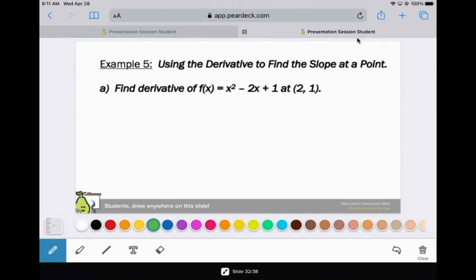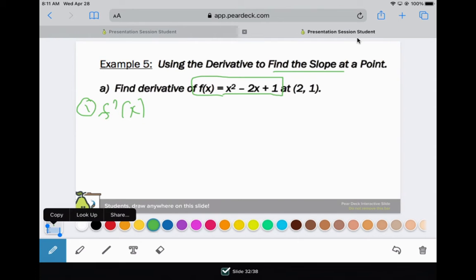So step number 1 is to use the derivative to find the slope. That means the first step is that you're going to figure out what the slope is when x is 2, when x is 3, when x is 4, whatever the point they gave you. So step number 1, I'm going to take the derivative of this function.